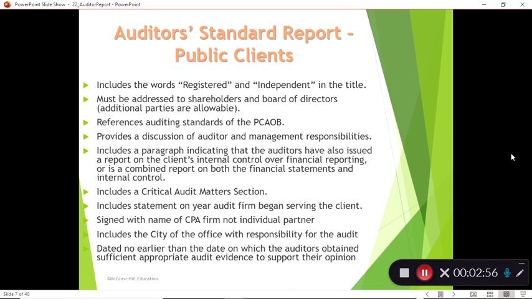Okay, and so there's a handful of characteristics the auditor's report has to have. It'll talk about registered and independent in the title, and registered comes from the PCAOB, right? We talked about that way back in the first section, how the PCAOB oversees the auditors of publicly traded companies. And you have to be registered with the PCAOB in order to do an audit for one of those firms. And so you have to include the fact that you're a registered auditor or accountant, and independent also has to be in the title, right? Registered independent accountant or registered independent public accountant is often the case.